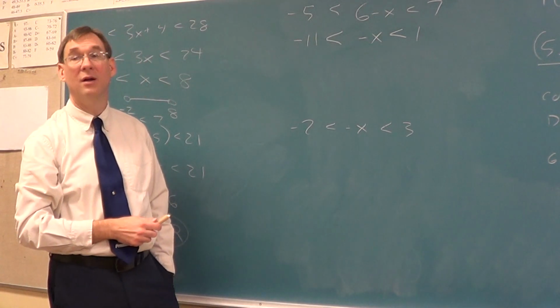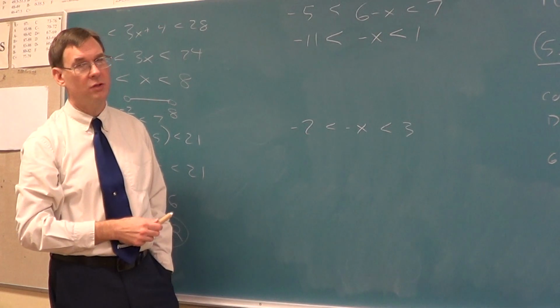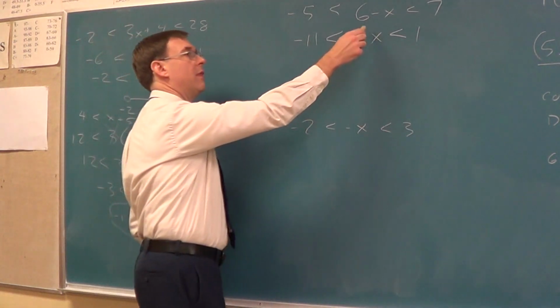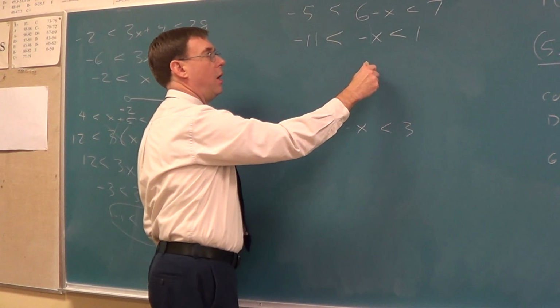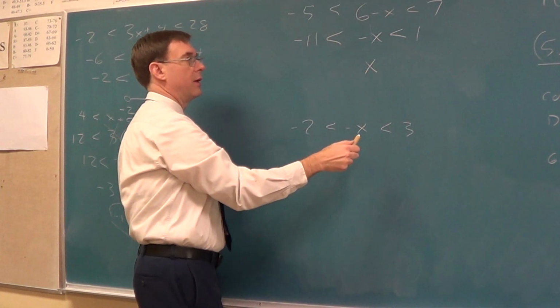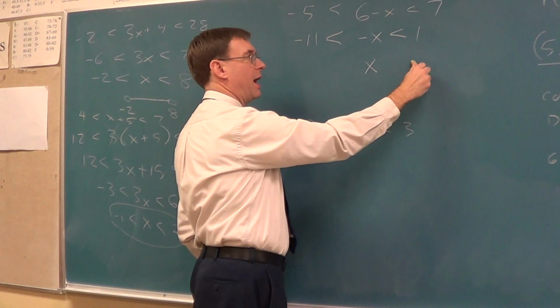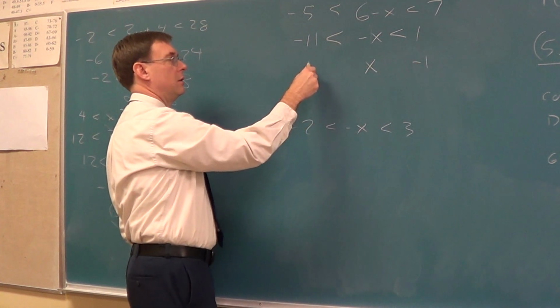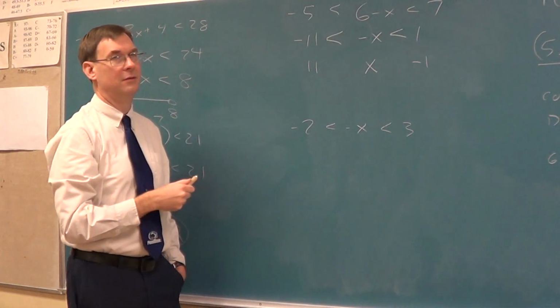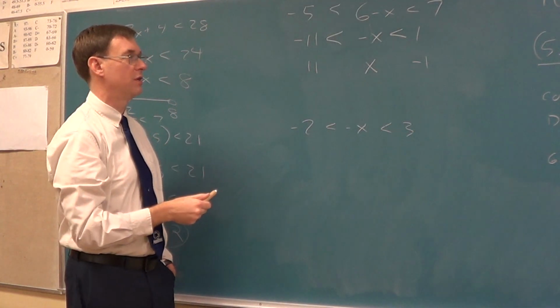Where to go now? Divide by 1. Close. -1. Divide by -1. There's an invisible 1 there, so we'd want to divide by -1 so that the x is completely alone. So divide by -1, it's 11. Switch this. Switch all the signs.